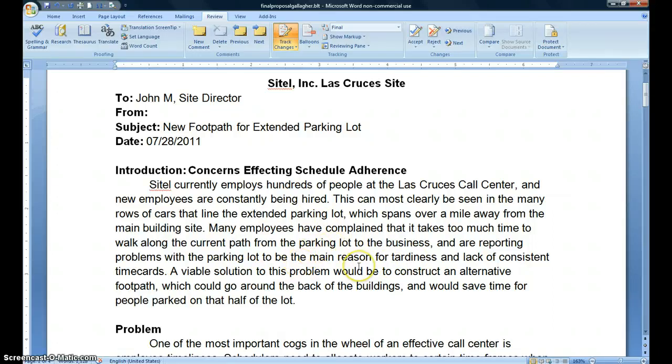Many employees have complained that it takes too much time to walk along the current path from the parking lot to the business, and are reporting problems with the parking lot to be the main reason for tardiness and lack of consistent time cards. A viable solution to this problem would be to construct an alternative footpath which could go around the back of the buildings and would save time for the people parked on that half of the lot. In many ways, this is a really good introduction. It gives you the context.